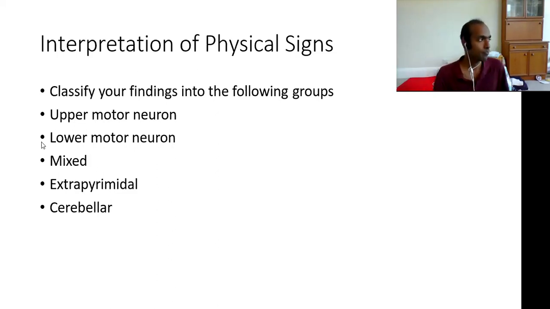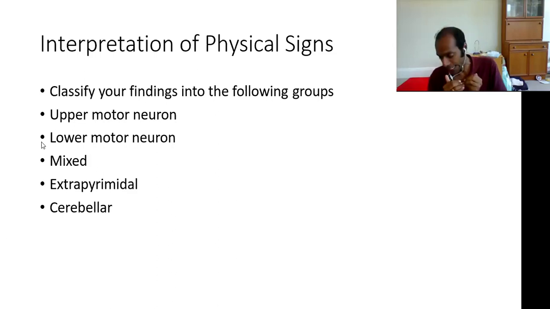Third point. In upper motor neuron lesion, you know that the tone is exaggerated, or spastic. In lower motor neuron lesion, you know that the tone is flaccid or reduced. That you already know.